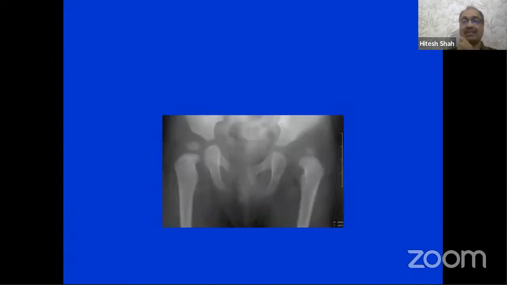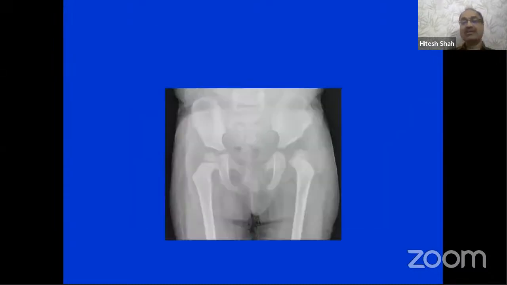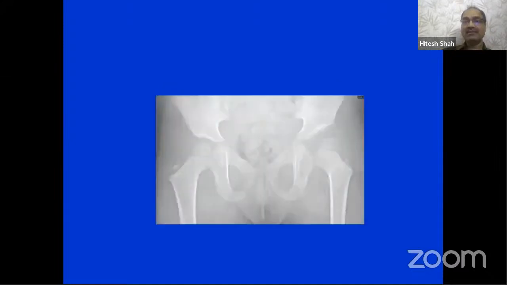So this is an example, a child with DDH, treated with the hip spica, presented with coxa valga with caput valgum. So what is required? We need the correction of the femoral side and the acetabular side.